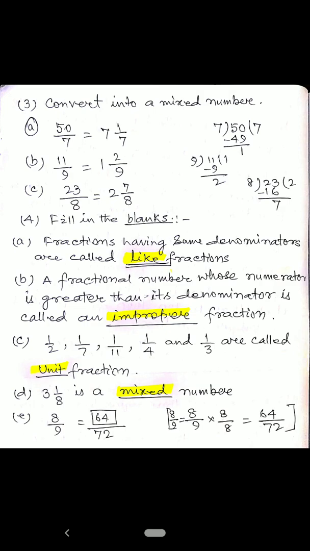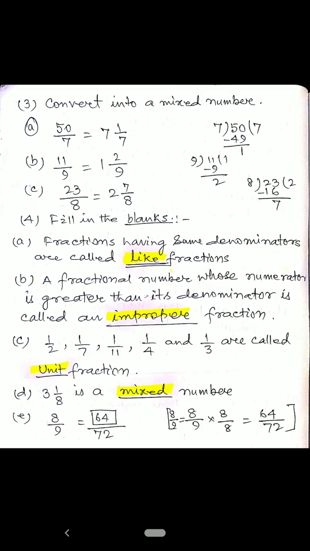8 by 9 equal to dot dot by 72. So 8 by 9 convert into 8 by 9 multiply 8 by 8. You will get 8 8s are 64, 9 8s are 72. Denominator is 72. Write numerator as 64.